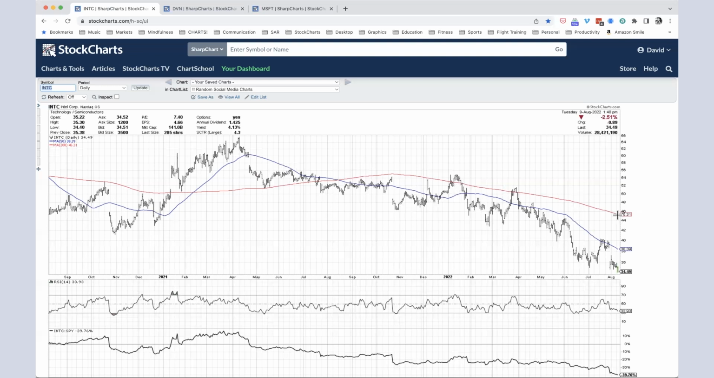We can also look at the slope or the movement in the moving averages. If the price is below two downward sloping moving averages, that's a chart in a pretty good downtrend. So you can see Intel here in mid-2022, price going lower, 50-day moving average sloping downwards, 200-day moving average sloping downwards as well.